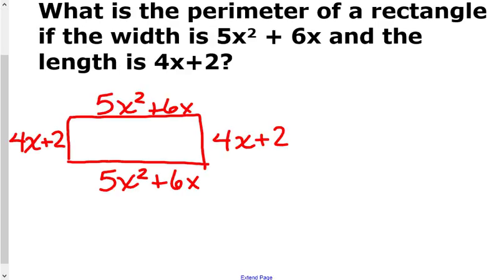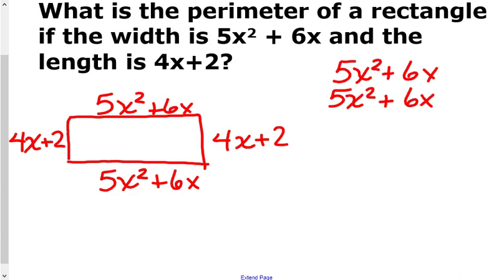So this is the figure that I would have drawn. And I can write this out as addition. So I can write 5x squared plus 6x plus 5x squared plus 6x plus, I would put the 4x under the 6x, 4x plus 2, and another 4x plus 2. I can add it that way.